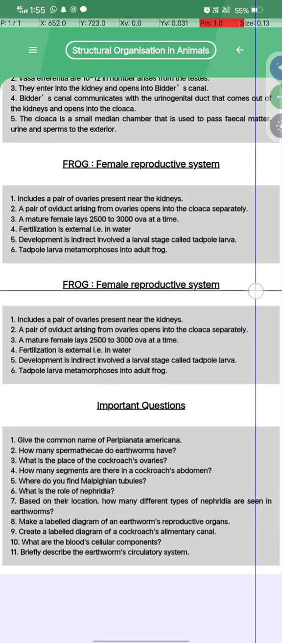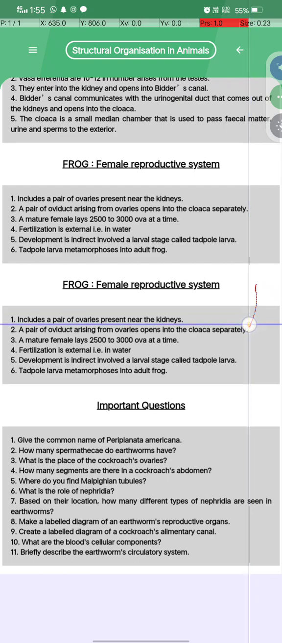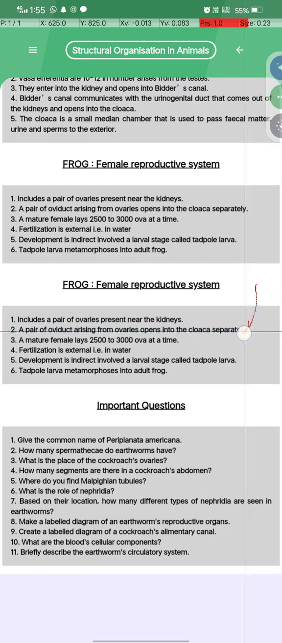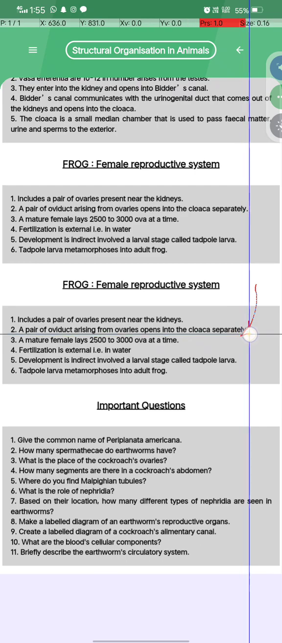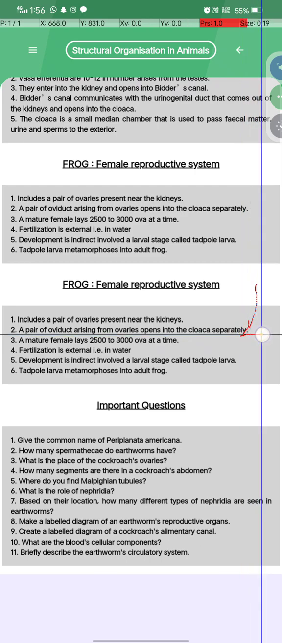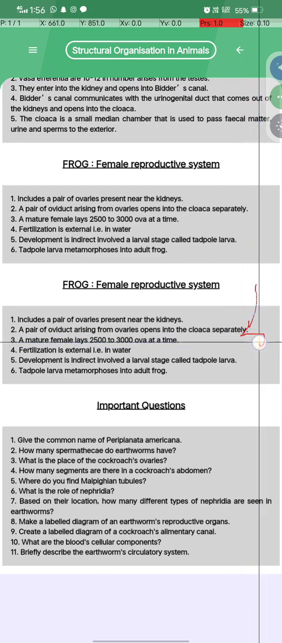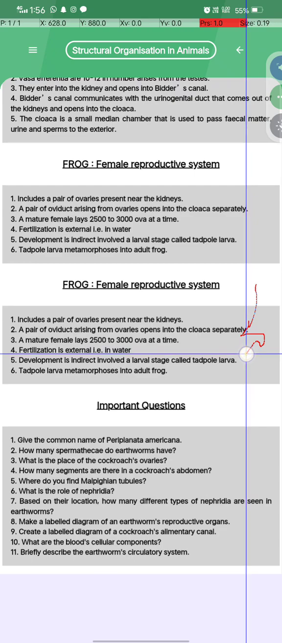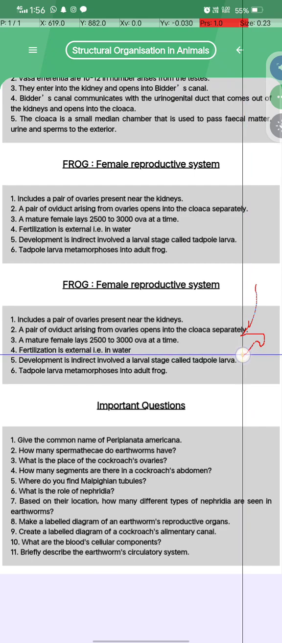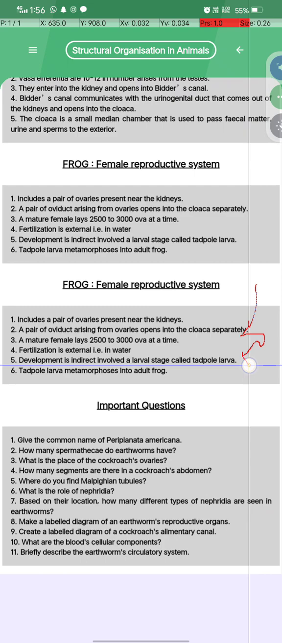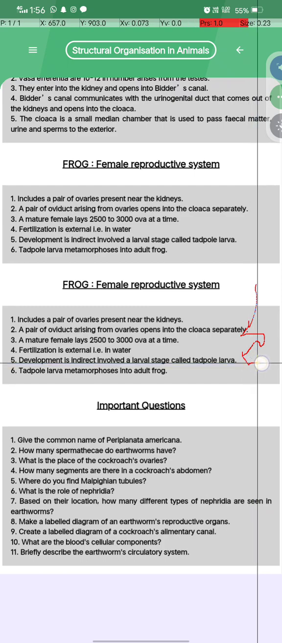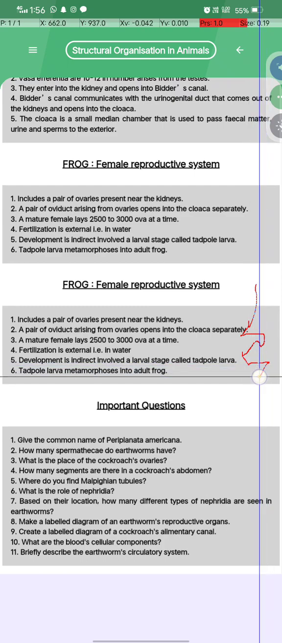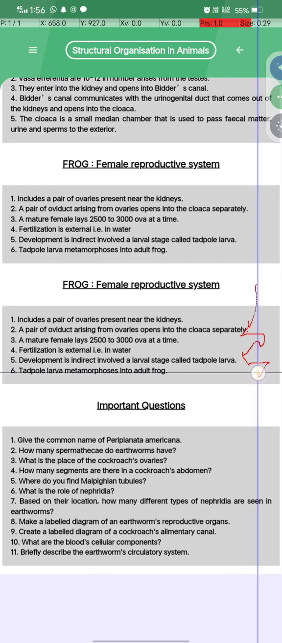The frog female reproductive system includes a pair of ovaries present near the kidney, and a pair of oviducts arising from the ovaries open into the cloaca separately. The mature female lays 2500 to 3000 ova at a time, and fertilization is external, in water. Development is indirect, involving the larval stage called the tadpole larva, and the tadpole metamorphoses into the adult frog.